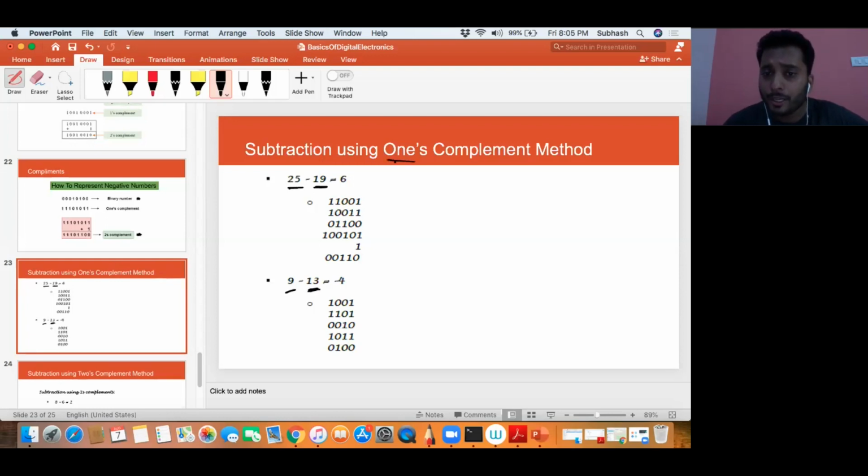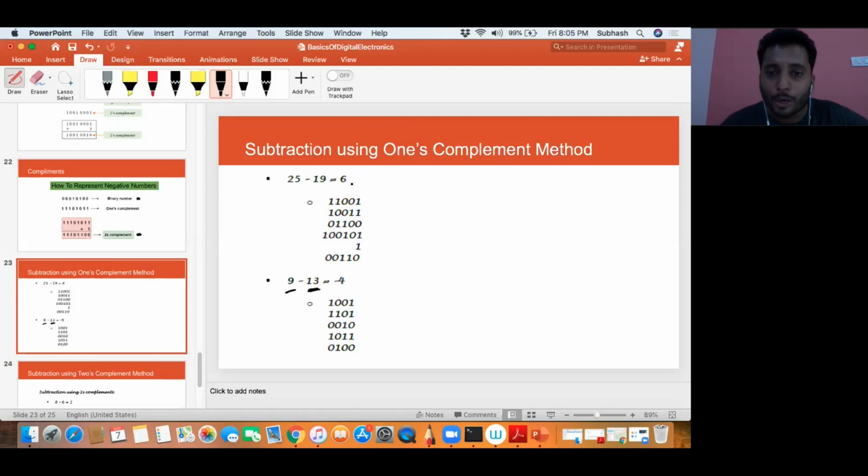And using which method? Using ones complement method. So how do I do that? Okay, so to subtract a smaller number from a bigger number using ones complement method, what is it you have to do? Simple thing.